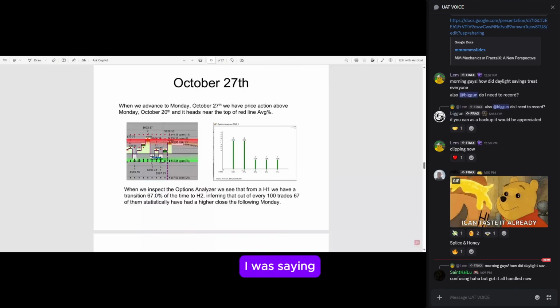So, like I was saying, when we advance to Monday, October 27th, we have price action above Monday, October 20th, and it heads near the top of the red line average. So you can see on the left side of the little graph, we had the Monday on the 20th down here, and it jumped way up heading into the top of the red band.